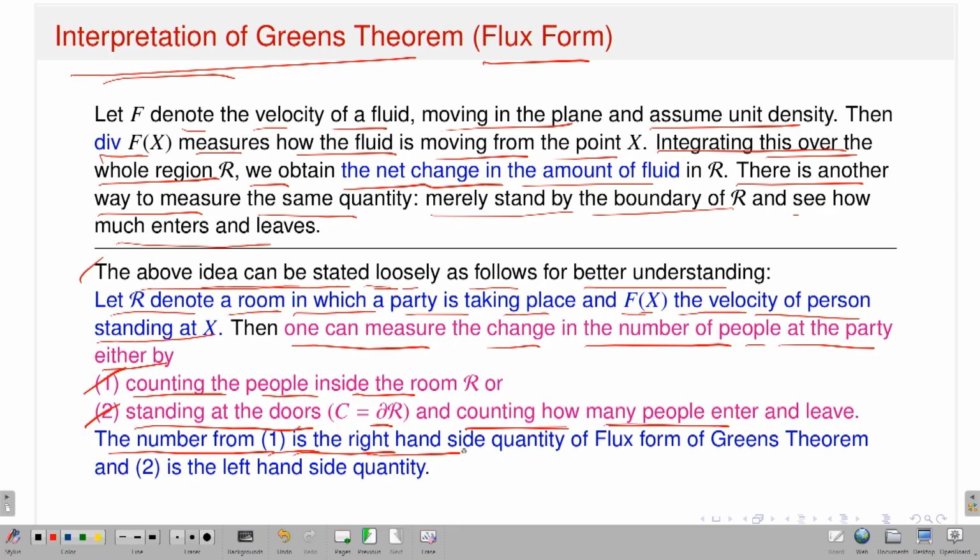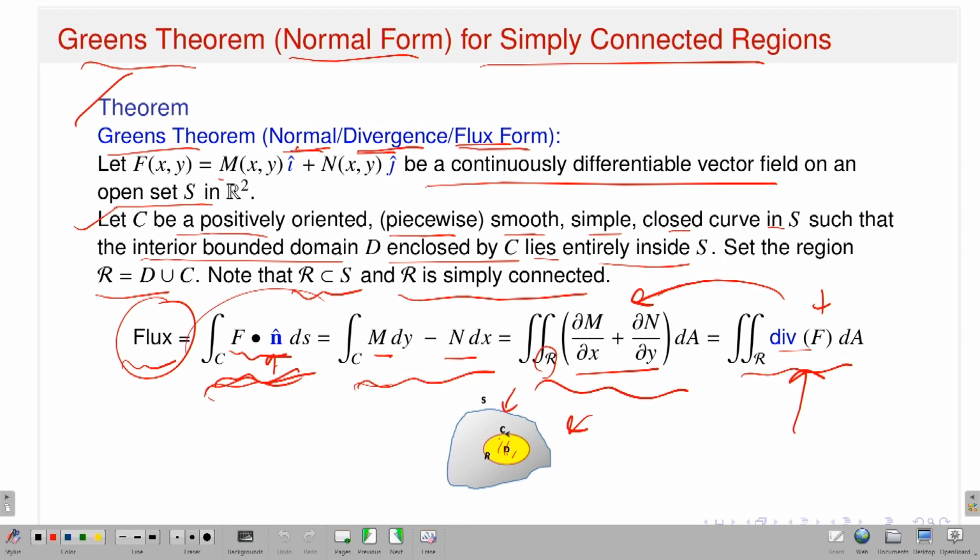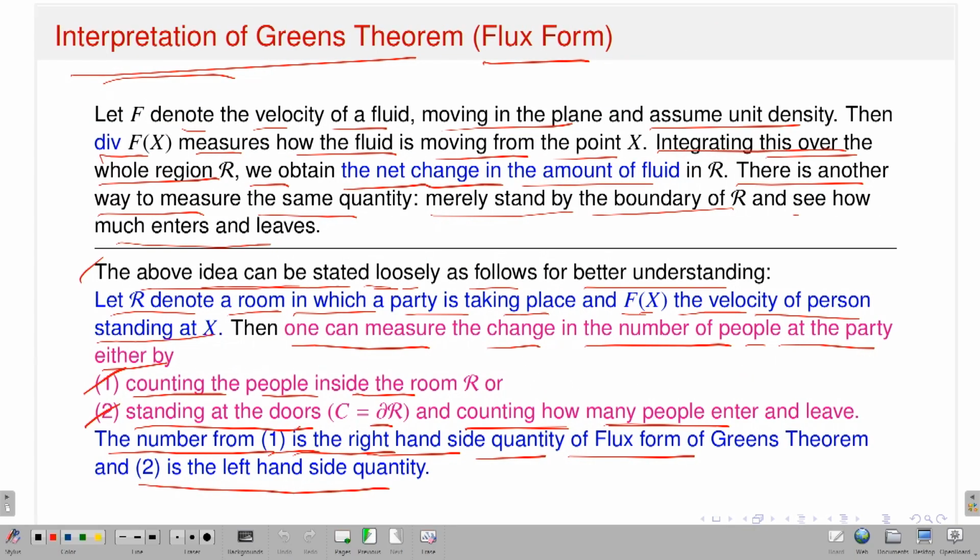Number 1 is the right hand side quantity of the flux form of Green's theorem, that is, the double integral. And what about the left hand side, number 2? That means I am standing at the boundary of the region, so I am talking about the line integral. So 2 is the left hand side quantity, over the boundary, and the right hand side is over the region R. The region R is enclosed by a simple closed positively oriented smooth contour C. So that's the way you can interpret it. That is exactly what I have written.